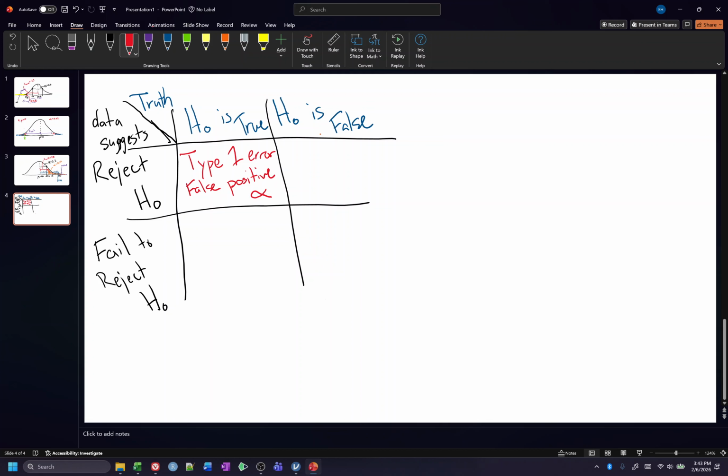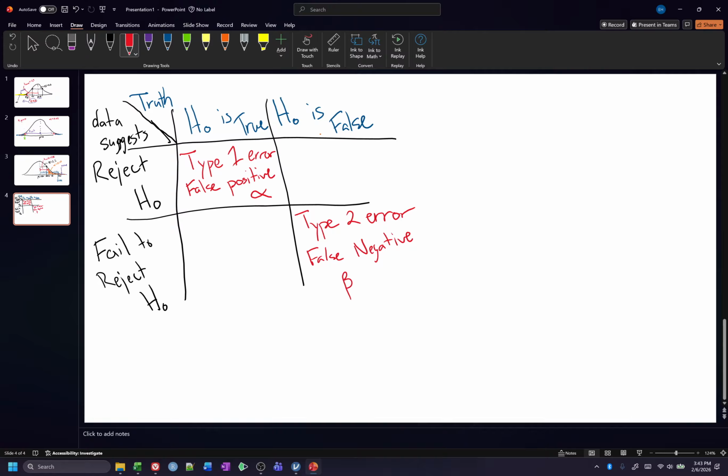If we fail to reject the null hypothesis when the null hypothesis is false, that's what's called a type 2 error. And this is a false negative. This is us saying that our data didn't really show that the null hypothesis is wrong, but in reality, the null hypothesis is wrong and our data just failed to see that. This is signified by the symbol beta.